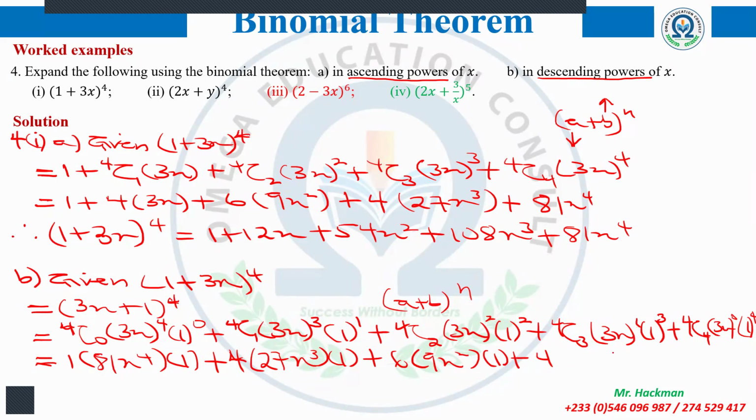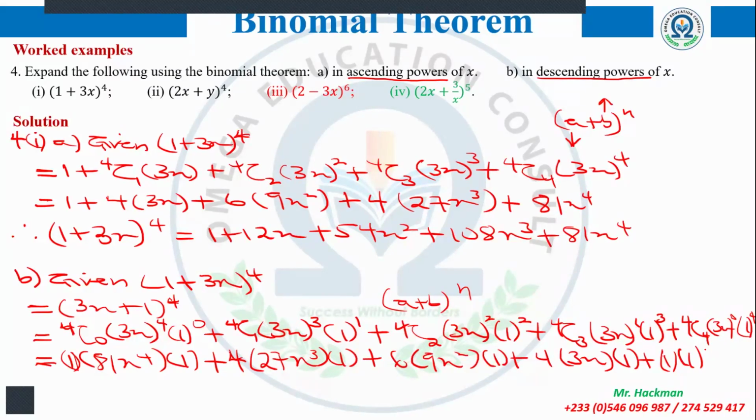My professors, I hope you are following. If you push the power in, you get 3x. Then 1 cubed will give you 1. 4 combination 4 is what? 1. So let me write it, this one too, let me put it in brackets. So 1. Then this will give us also 1: 3x to the power 0, any number to the power 0 is 1. Then 1 to the power 4 is also 1. I hope you are with me, my professors.